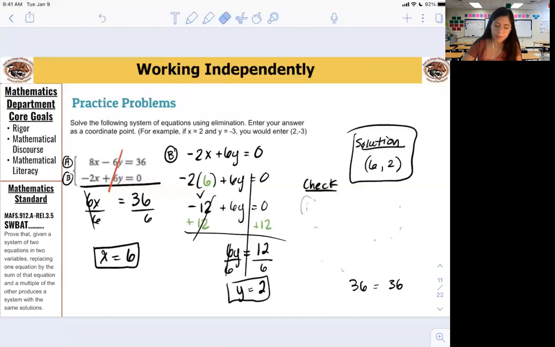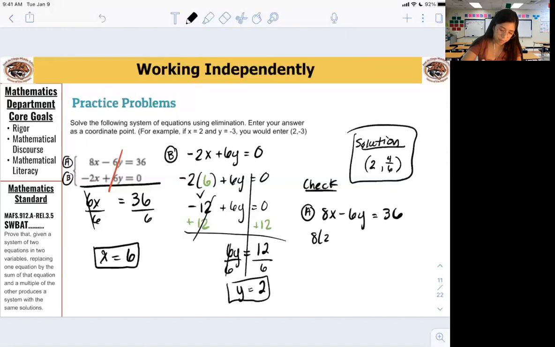Let's say, Ijara, you said you got x equals 2, and then I got y equals 4/6. So let's say you got 2 comma 4/6, and you just want to check. Sometimes there are fractions, but you just want to make sure they're correct. So you would check 8x minus 6y equals 36. 8 times 2 minus 6 times 4/6 equals 36.